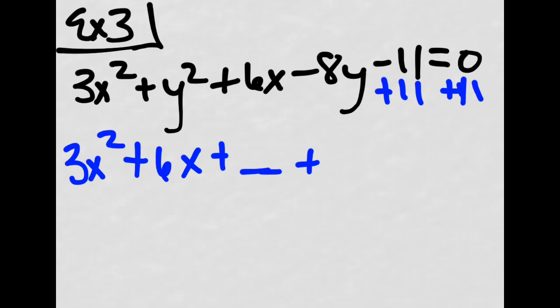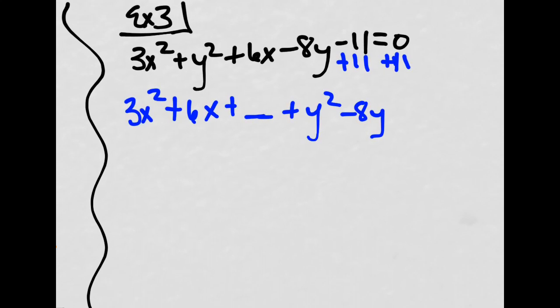Alright, so group the X, so X squared plus 6X, and leave a space to complete the square, plus Y squared minus 8Y, leave a space, equals 11. So now we want to fill those spots in.